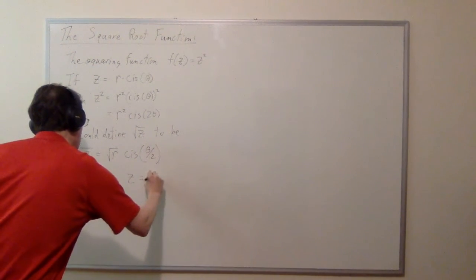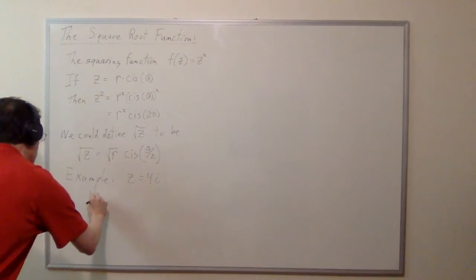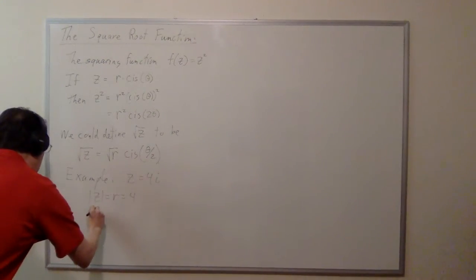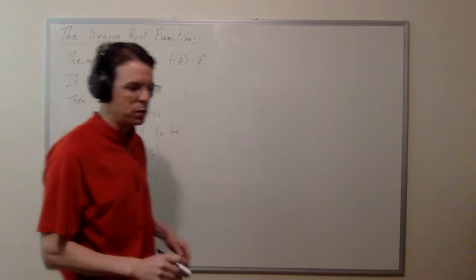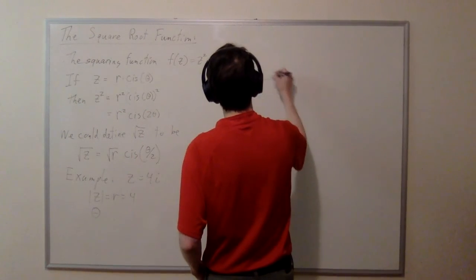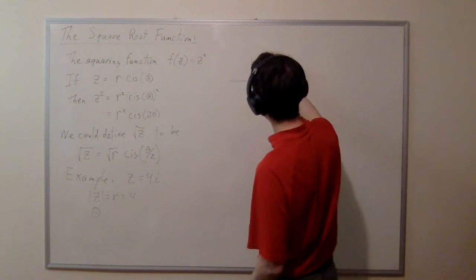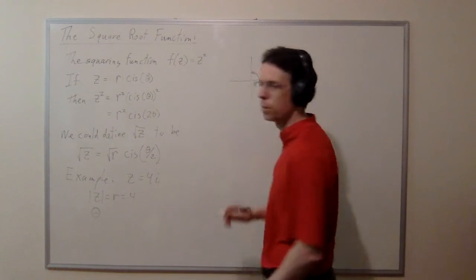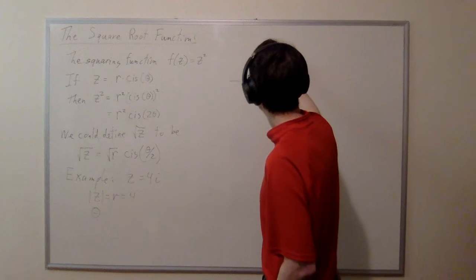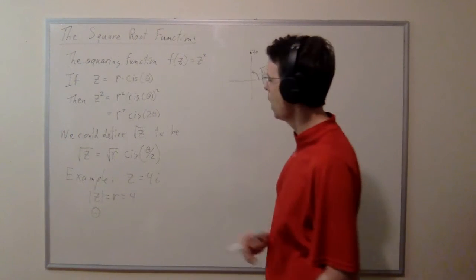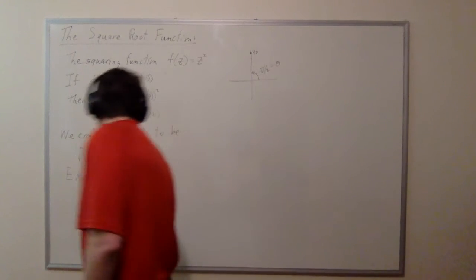So let's let z be 4i. Then the modulus of z, which is r, is going to be 4. And the angle here, well, I actually have some choices, but there's an obvious choice here. The angle here is the 90-degree angle, which is pi over 2. So theta is going to be pi over 2 when you're dealing with the complex number 4i.